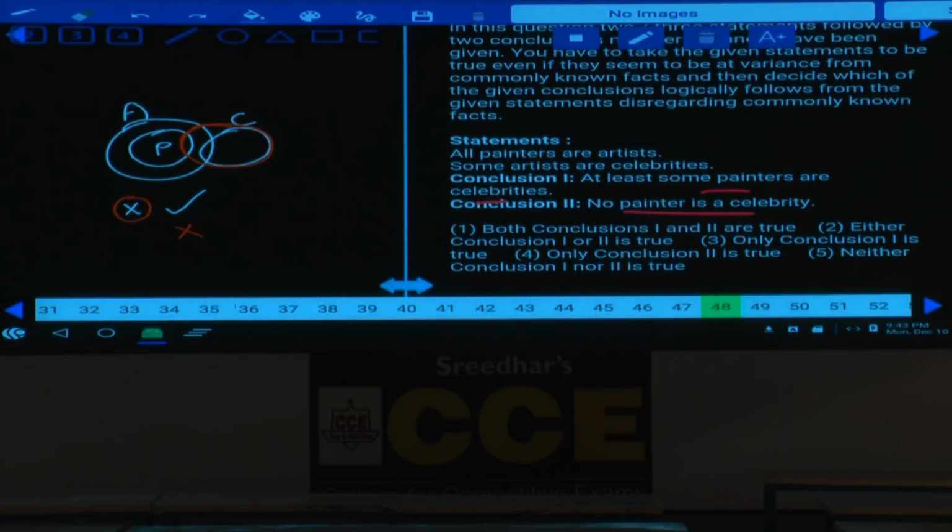Then we should check the affirmative conclusion which was false in the basic diagram. Now what is that one? Some painters are celebrities. Now some painters are celebrities has become true. Then what is your answer here? When the first one is true, second will be false, second is true, first will be false. Between these two, only one must follow, but both cannot happen at the same time. Either 1 or 2, choice 2.